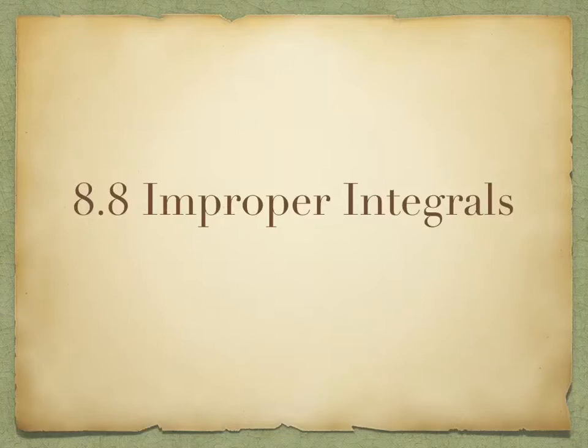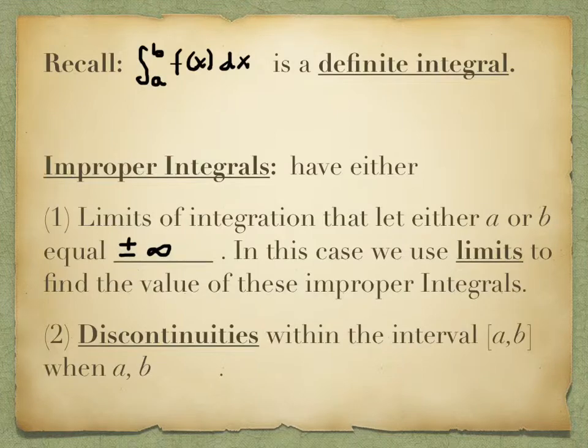In this section we're going to take a look at section 8.8, which is improper integrals. And the first thing I want to remind you of is a definition or a notation that we've seen before. This is a notation that talks about having an integral from a to b of f of x dx. We call this a definite integral. And we're going to have that kind of an integration.